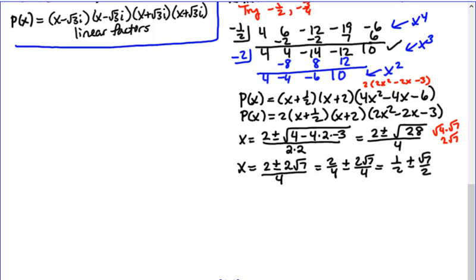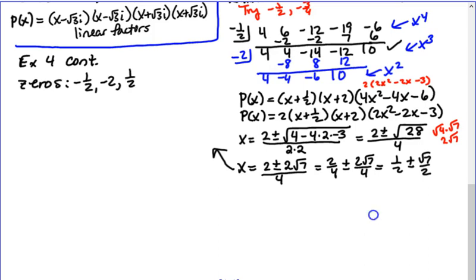Now, you may be running out of room and may have had to write over here, but I'm just going to write my list of zeros. So this is for example 4 continued. Okay, so I'm going over here with this. My zeros here are positive 1/2, negative 1/2, negative 2, which you can see on the graph, 1/2 plus the square root of 7 over 2, and 1/2 minus the square root of 7 over 2.